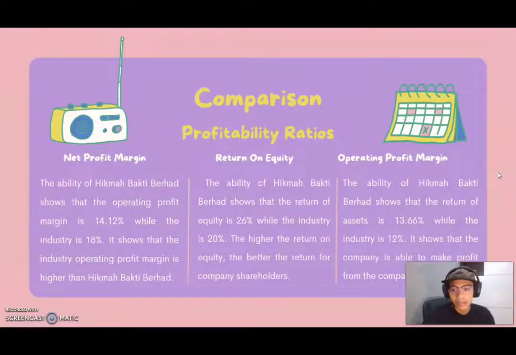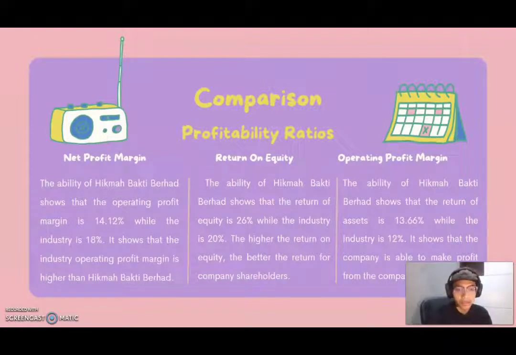So next, net profit margin. The operating profit margin of Hikmah Bati Berhad is 14.12%, while the industry is 18%. It shows that the industry operating profit margin is higher than Hikmah Bati Berhad.